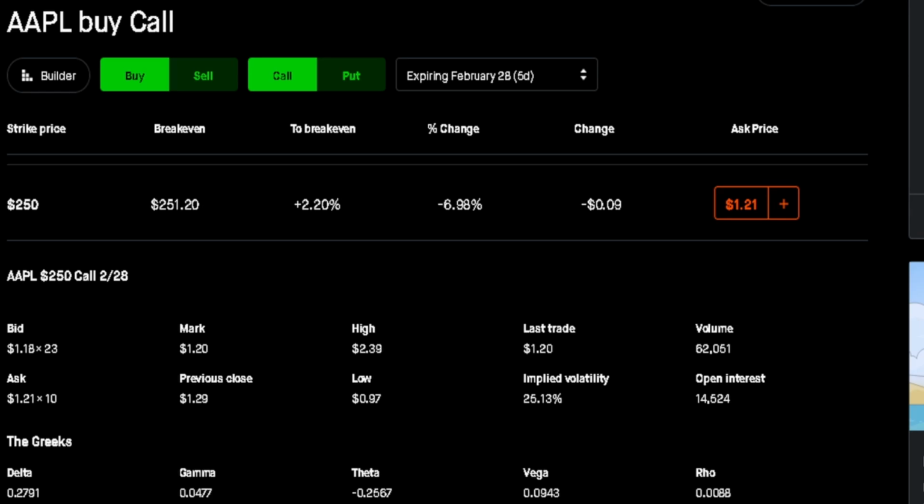So the stock here, Apple, it has a volume of 62,000. So that's how many contracts were traded on the last day that the stock market was open. Open interest is how many contracts are already currently open. That's the ones that haven't been exercised in some way and they haven't expired yet. So that's a lot of open interest, and that's a lot of volume, and that's daily.